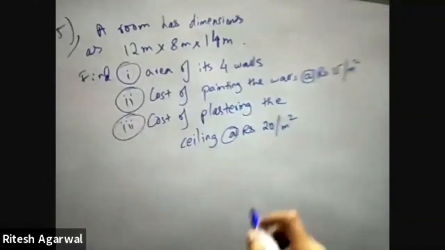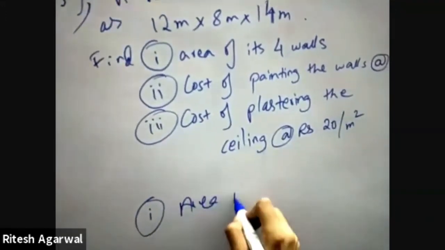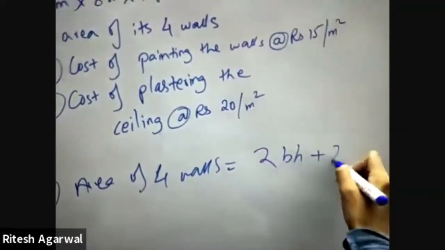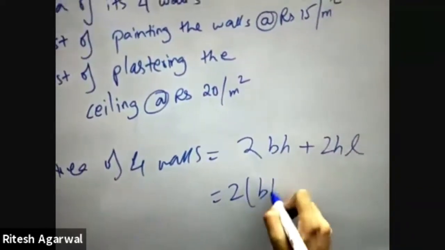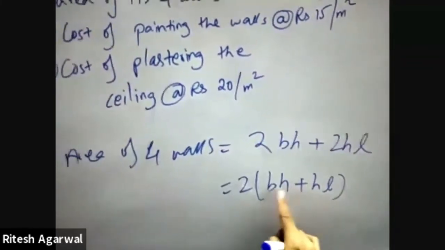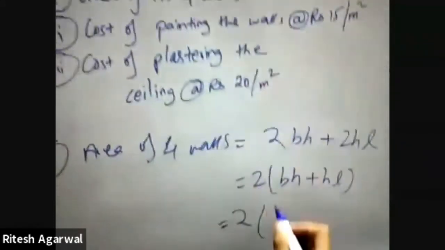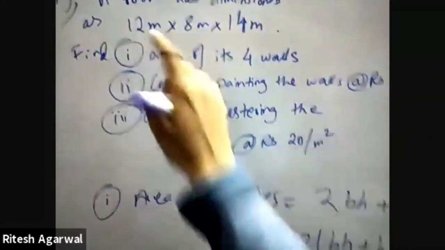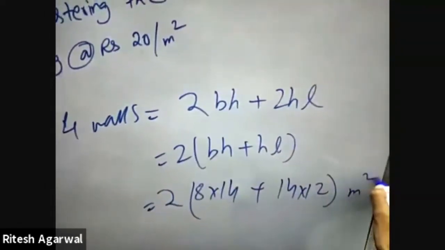Now here, first we'll find the area of the 4 walls. So for the area of 4 walls, the formula will be twice breadth into height plus twice height into length. You can also take 2 common and simply write BH plus HL. Please remember that the area of the 4 walls will include all the terms containing H. Now our breadth and height are 8 and 14. So 8 into 14 plus height and length are 14 into 12. This is area, so we will write square meter.